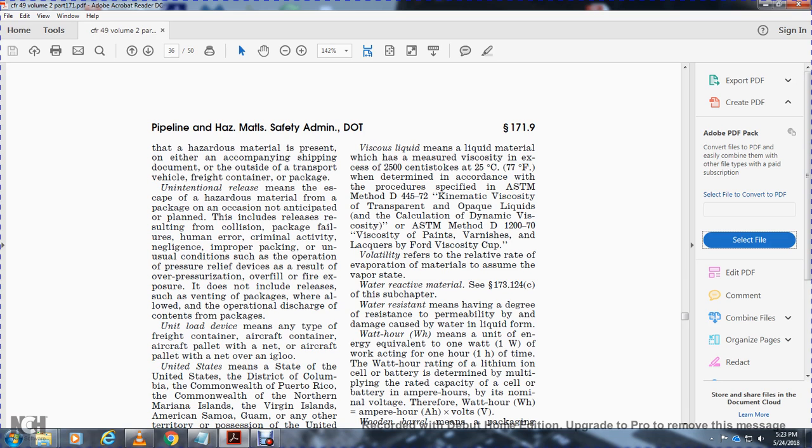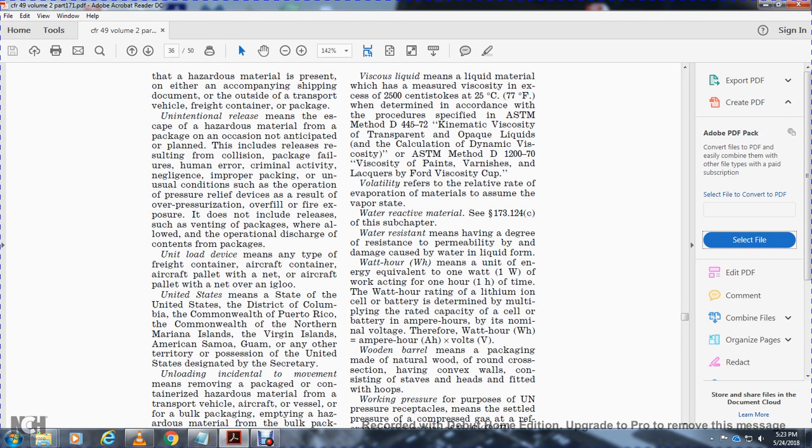Unit load device means any type of freight container, aircraft container, air pallet with a net, or aircraft pallet with a net over an igloo. United States means the States of the United States, the District of Columbia, the Commonwealth of Puerto Rico, the Commonwealth of the Northern Mariana Islands, the Virgin Islands, American Samoa, Guam, and any other territory or possession of the United States designated by the Secretary.